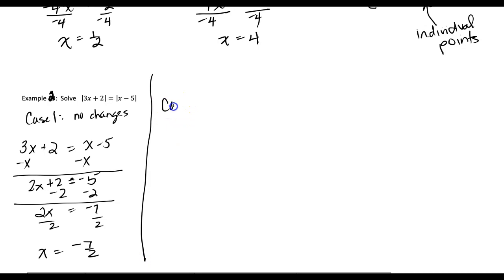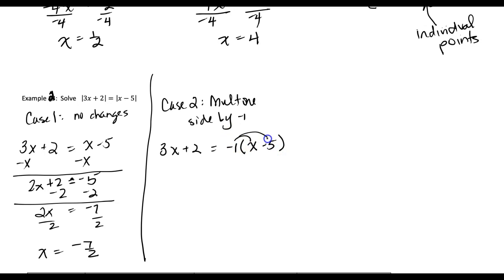Now, case 2, or equation 2, like we did above, we're going to multiply one side by negative 1. So I'm going to choose to multiply the right-hand side by negative 1. So I'm going to keep the left-hand side as it is, and I'm going to multiply negative 1 times the entire right-hand side and distribute. So 3x plus 2 equals negative 1x, and then plus 5. And then we're going to solve.